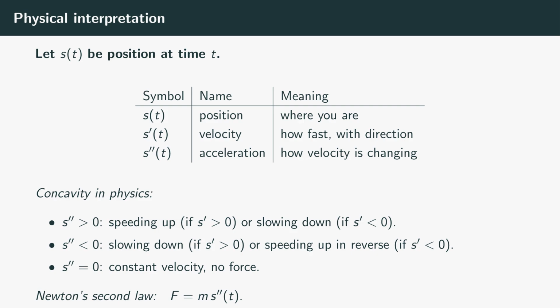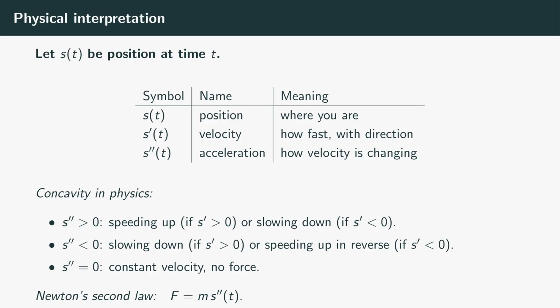Positive acceleration means velocity is increasing, but that doesn't always mean speeding up. If you're moving to the right and acceleration is positive, yes, you're speeding up. But if you're moving to the left with negative velocity and acceleration is positive, you're actually slowing down. The positive acceleration is decelerating your leftward motion. Sign and direction matter. Concavity of the position function is exactly acceleration.